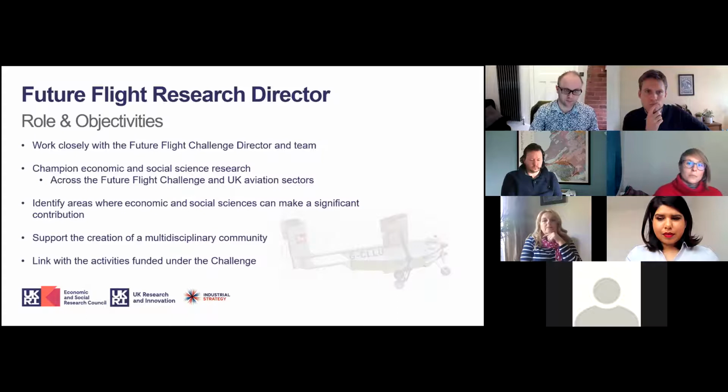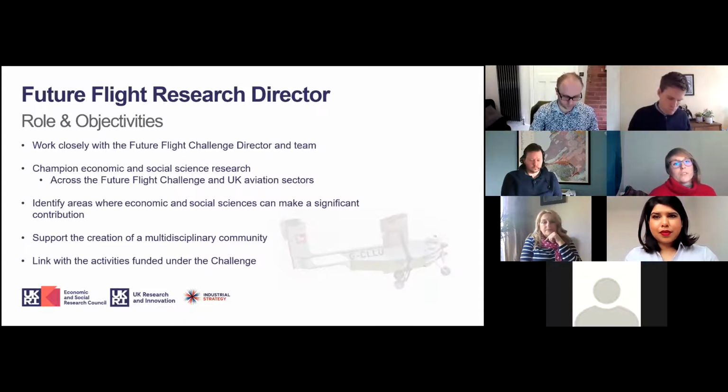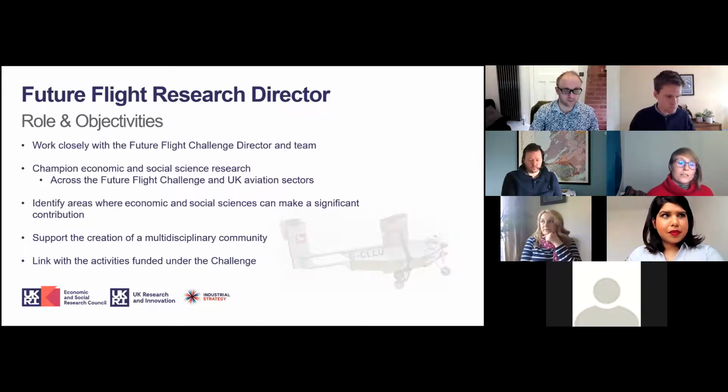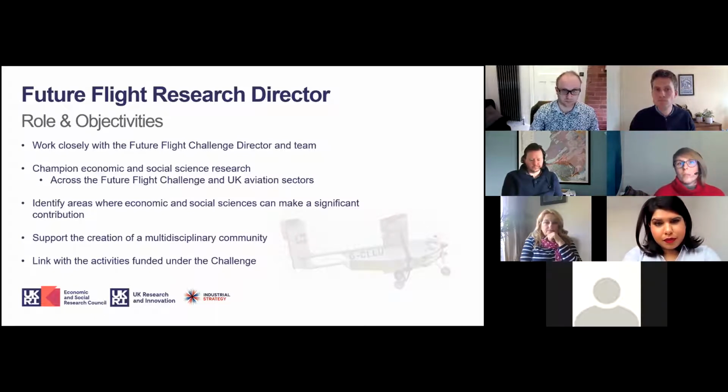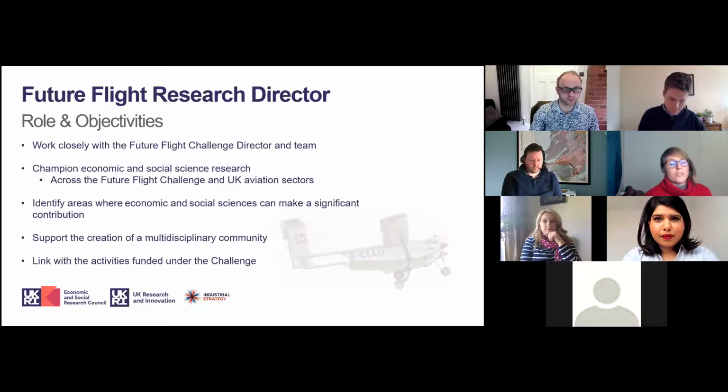And these will be individuals from industry and academia that we're wanting to bring in. And as I mentioned, working with the activities funded underneath the challenge, the ones that are currently funded and also the future ones. And this may be, for example, identifying knowledge gaps in the projects, linking ones, sharing new knowledge, and providing social science insights.